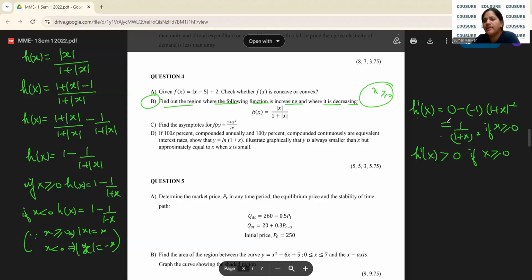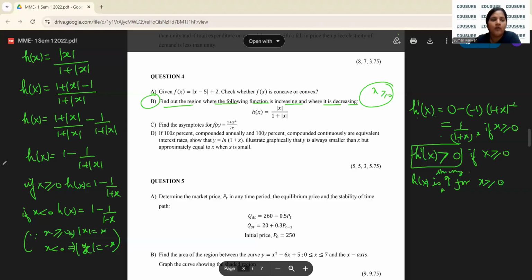Because note one thing, h dash x when x is greater than or equal to 0 is undefined only when x is equal to minus 1, which is impossible. So for x greater than or equal to 0, h dash x is always defined and it is strictly positive, because it is a positive number divided by (1 plus x) whole square, which is positive. So hence h x is increasing for x greater than or equal to 0. Whenever the first derivative is strictly positive, the function is strictly increasing.